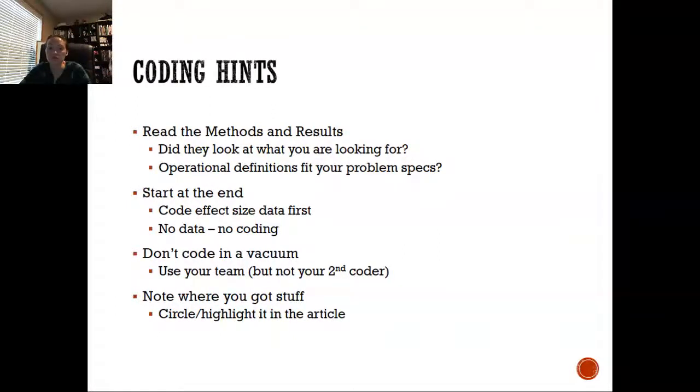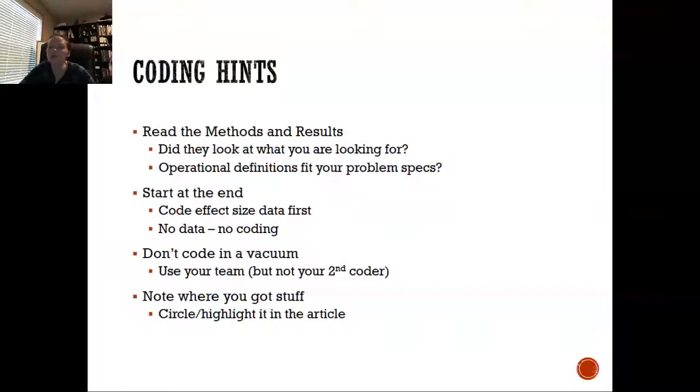So if you find in coding the effect size data first that you don't have that data, again, don't code the rest of the article. You'll actually just close it up. At the top, you'll write non-codable at the top of your coding sheet, and we'll exclude it from the analysis.